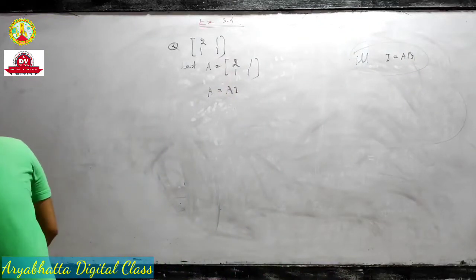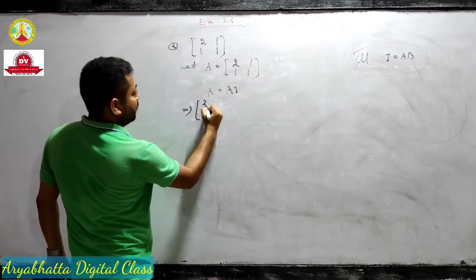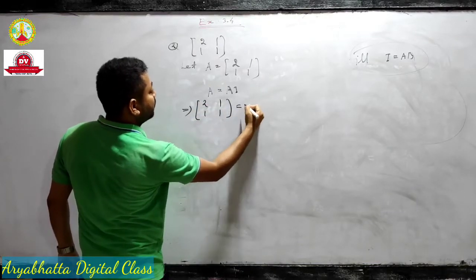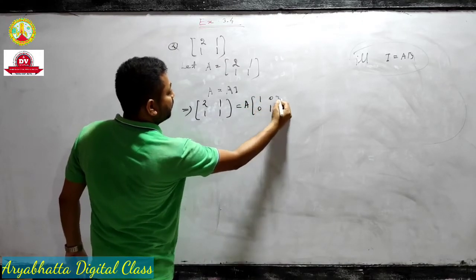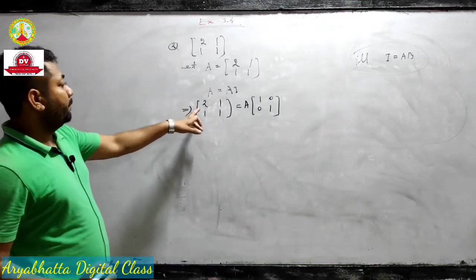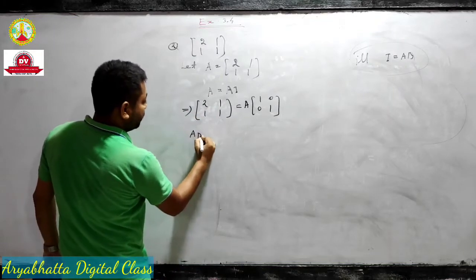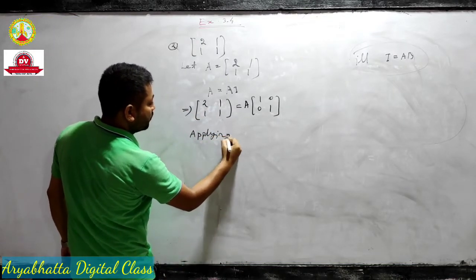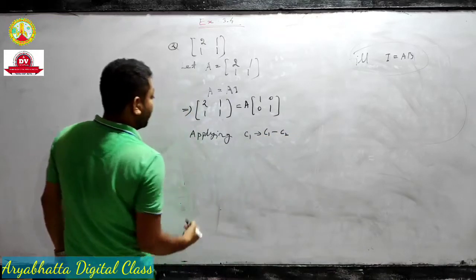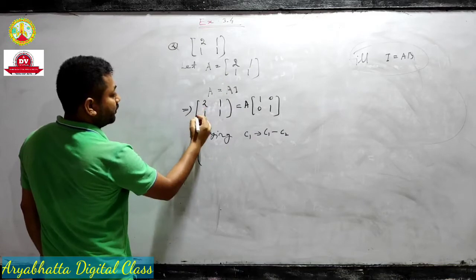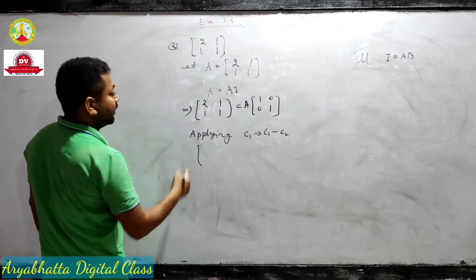Now we apply, that is A equal to 2 1 1 1 equal to A into I, which is 1 0 0 1. For these elements we apply C1 tends to C1 minus C2. This is called C1, this is called C2. Therefore, C1 tends to C1 minus C2.